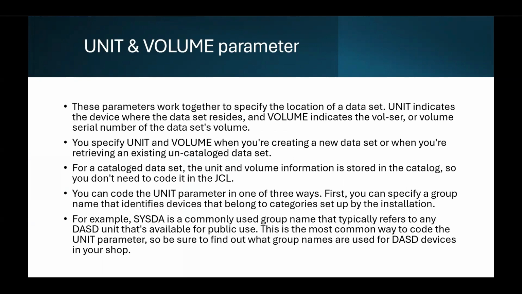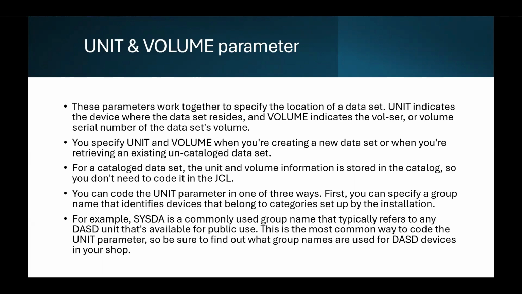These parameters work together to specify the location of a data set. Unit indicates the device where the data set resides, and volume indicates the volume serial number of the data set's volume. You specify unit and volume when you are creating a new data set or retrieving an existing uncatalogued data set. So that is all about unit and volume.